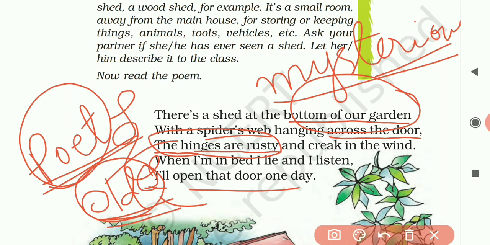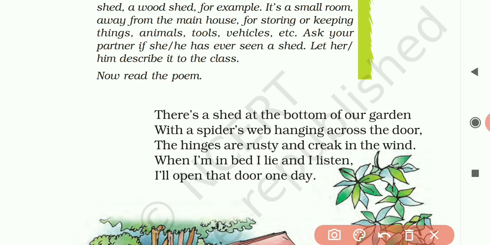And creak in the wind, what happens? Hinges refers to the handles of the door. Suppose this is your door, right? So here you fit the hinges. So these are the hinges. The hinges are rusty, which means they have got rusted. They have got rust.